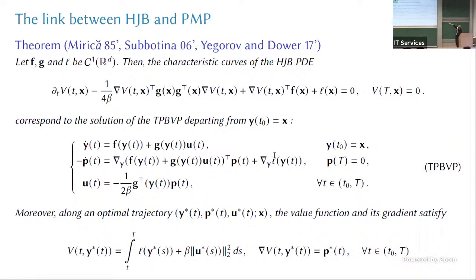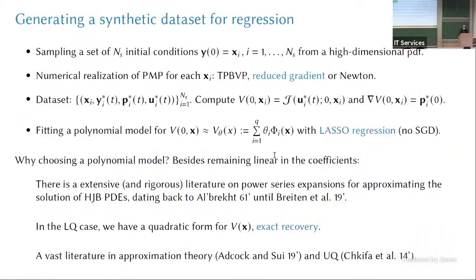Actually, if you go back to this paper of Yegorov and Dower in 2017, that's a very nice survey, and it is very readable in terms of what are the technical conditions that you need for this to hold true. So what do we do? It's very simple. We just generate a sample of initial conditions.